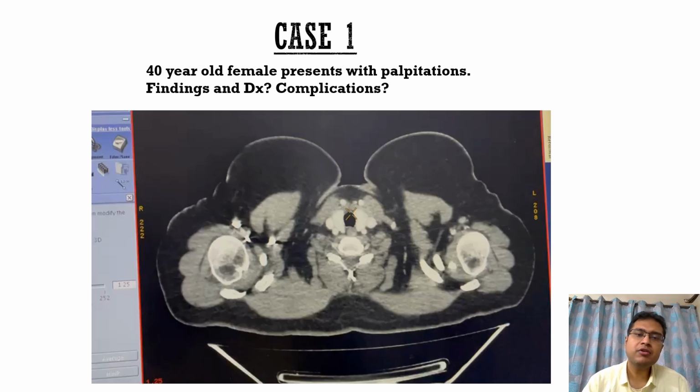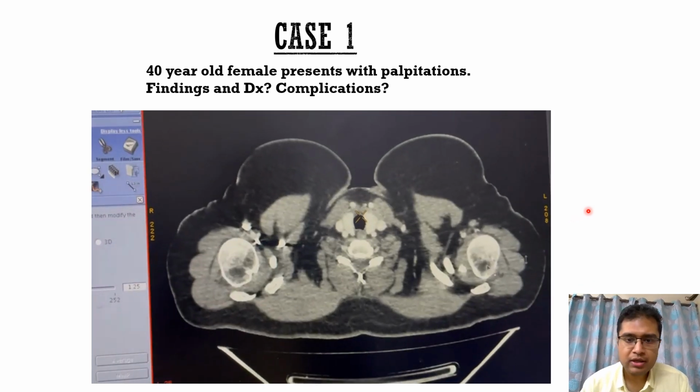So starting with our first case, here we have a 40-year-old female who presents with palpitations, and these are the CCT thorax for this patient. She had initially gotten an HRCT where we saw some tortuous opacities, that is vessels in the right lower lobe of the lung, and to determine the cause we actually got a CCT thorax done for this patient.